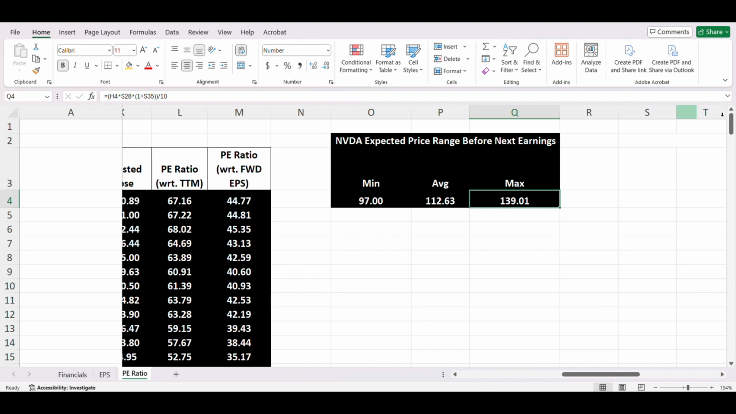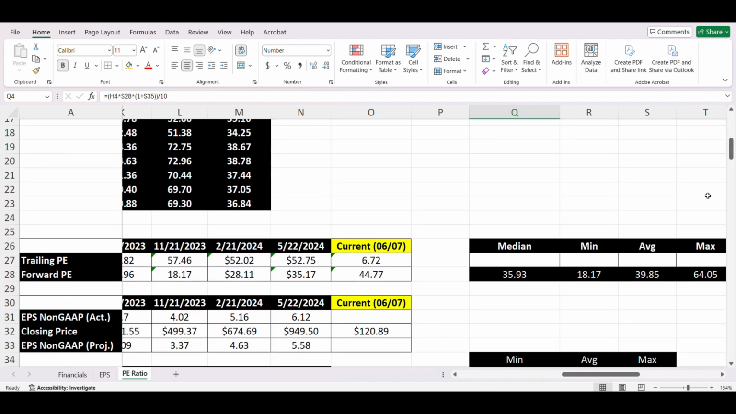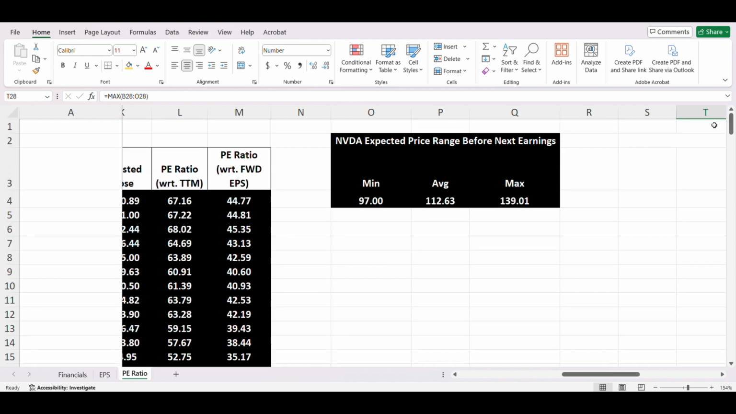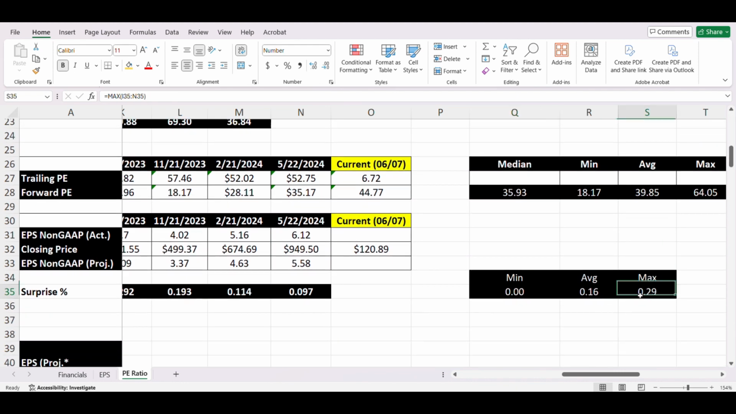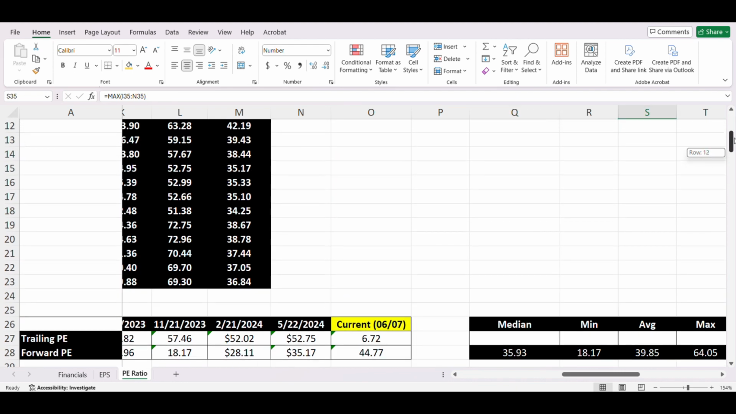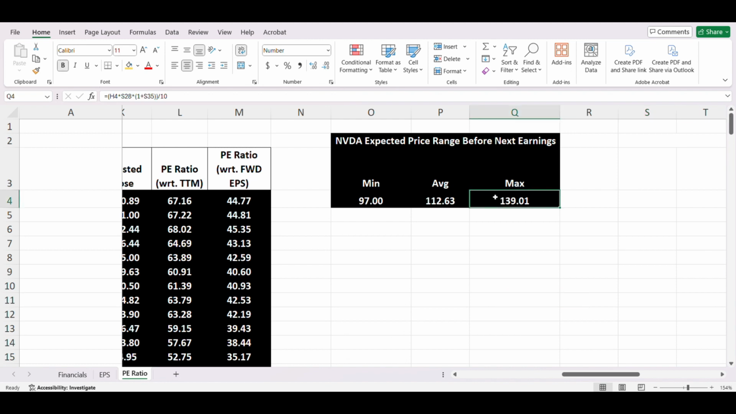And same formula for the maximum, that is EPS forward, then S28, and that is the maximum value for the forward PE for the last 12 quarters. And then the third factor I have is S35, that's the maximum earning surprise for the last 6 quarters. And then divide by 10 because we got the 10 to 1 split. So that gives me 139.01, the maximum Nvidia stock price before the next earnings.